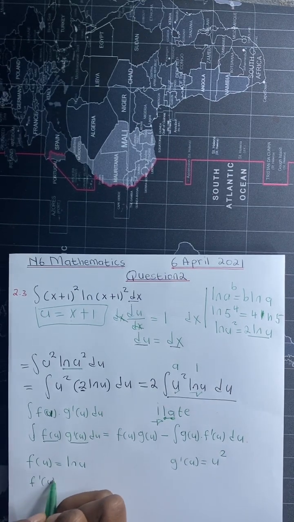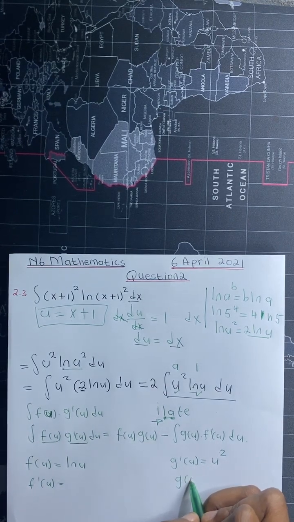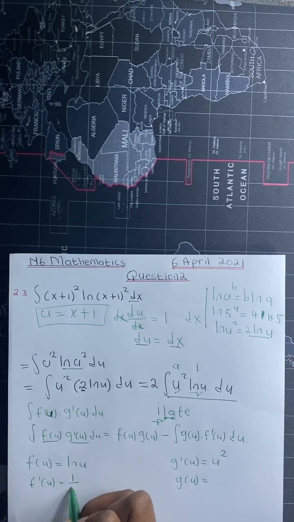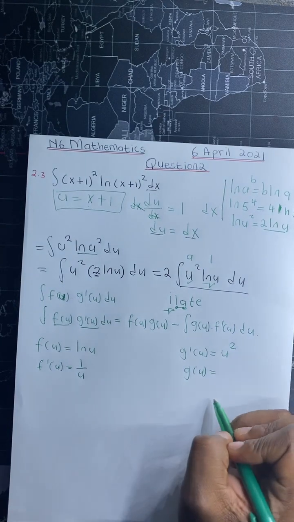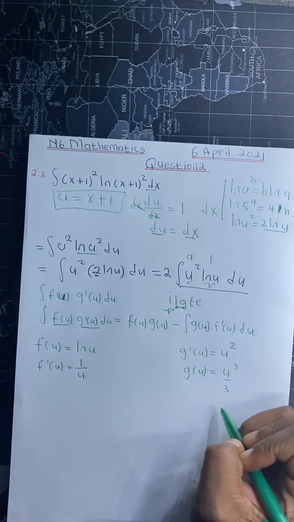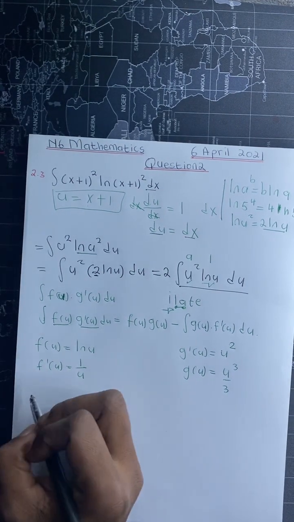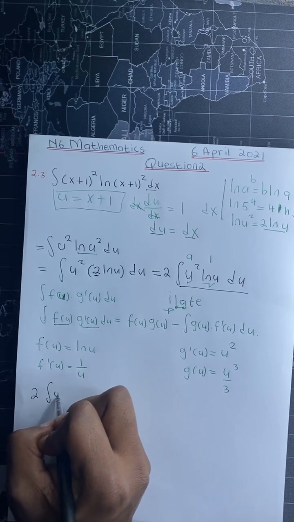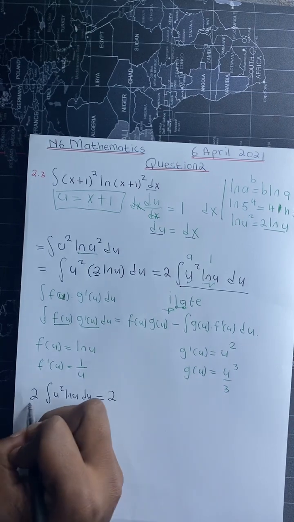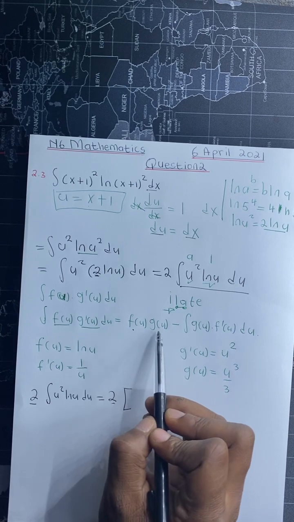So we differentiate f of u and integrate g prime of u so that we can get g of u. So the derivative of ln u is equal to 1 over u, and the integral of u squared is equal to u to the power 3 over 3. So our 2 times the integral of u squared ln u du will be equal to this 2 times f of u multiplied by g of u.